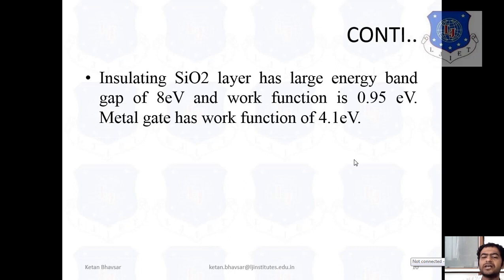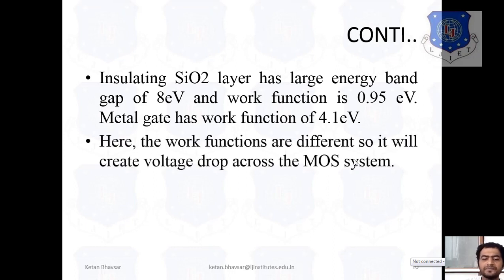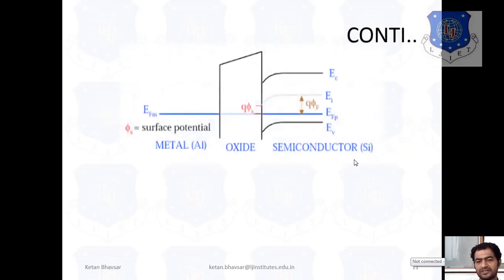The insulating SiO2 layer has a large energy band gap of 8 eV and the work function is 95 eV. The metal gate has a different work function, so it can create a voltage drop across the MOS system. In your book, if you recall the VLSI book by Sanmokan, you can easily see this type of diagram is available.